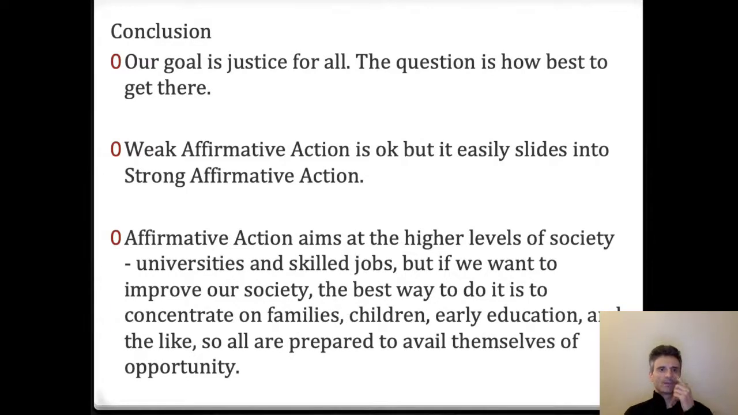So the conclusion is, our goal is justice for all. We should embrace this principle. The question is, how best to get there? Weak affirmative action is okay, typically, but the problem is that it easily slides down into strong affirmative action. What I mean is this. You have a university, you need to hire people. You can't find any qualified, say, women. And so far, the college has hired male professors.